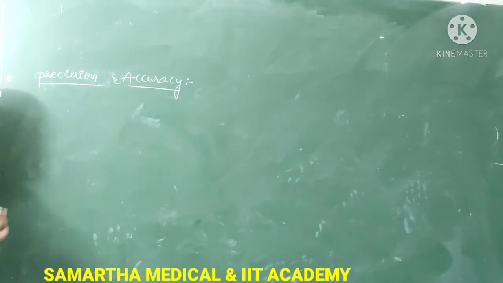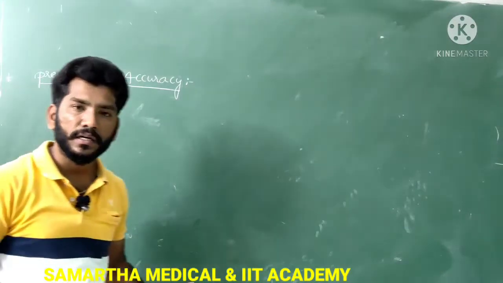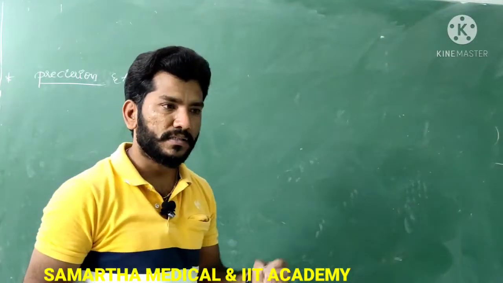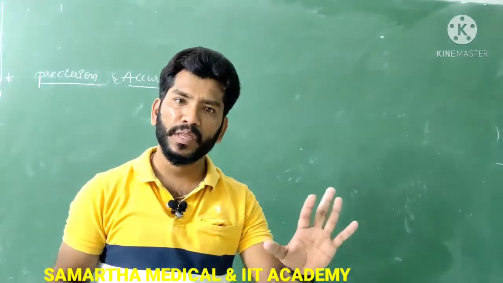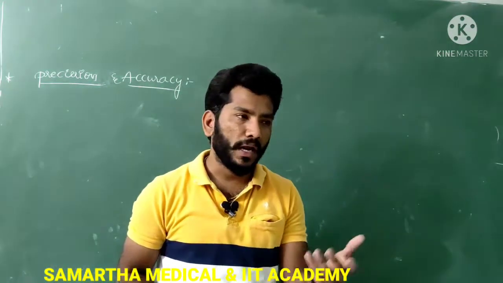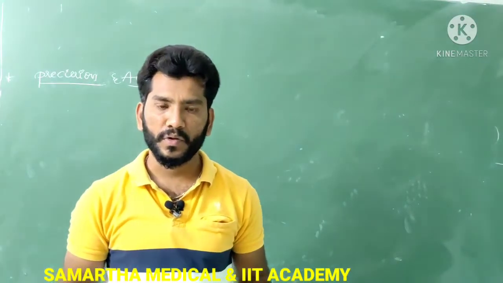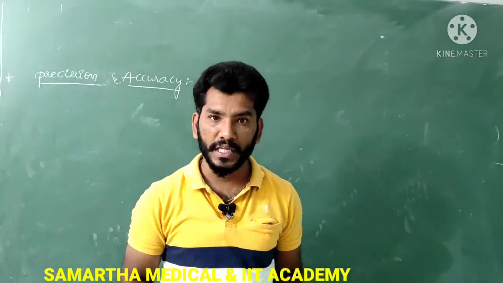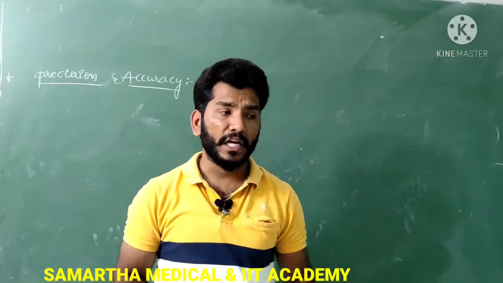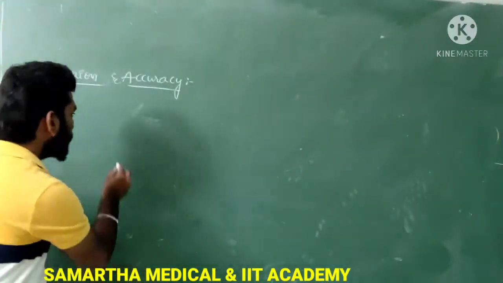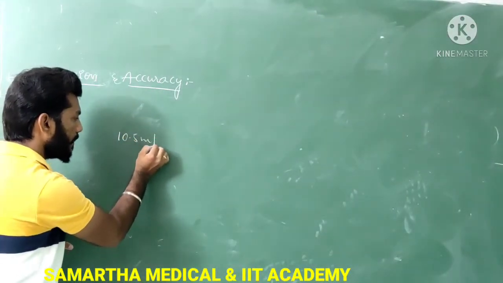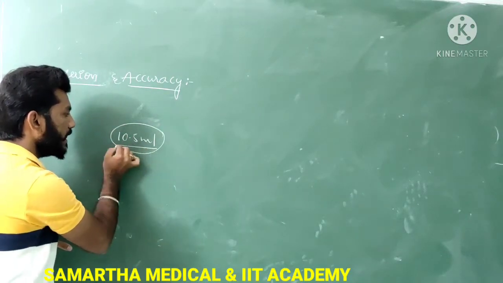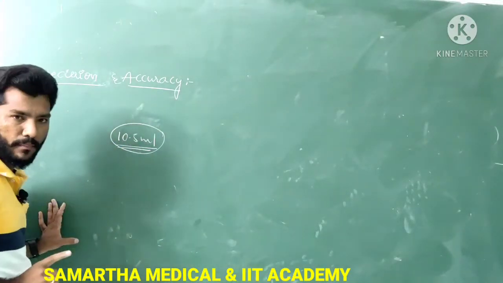Okay, so if a student is doing a titration, he is titrating 10 ml of a base solution with an acid, or an acidic solution with a base. Suppose the true value is 10.5 ml. Ultimately, we should get the endpoint at 10.5 ml.